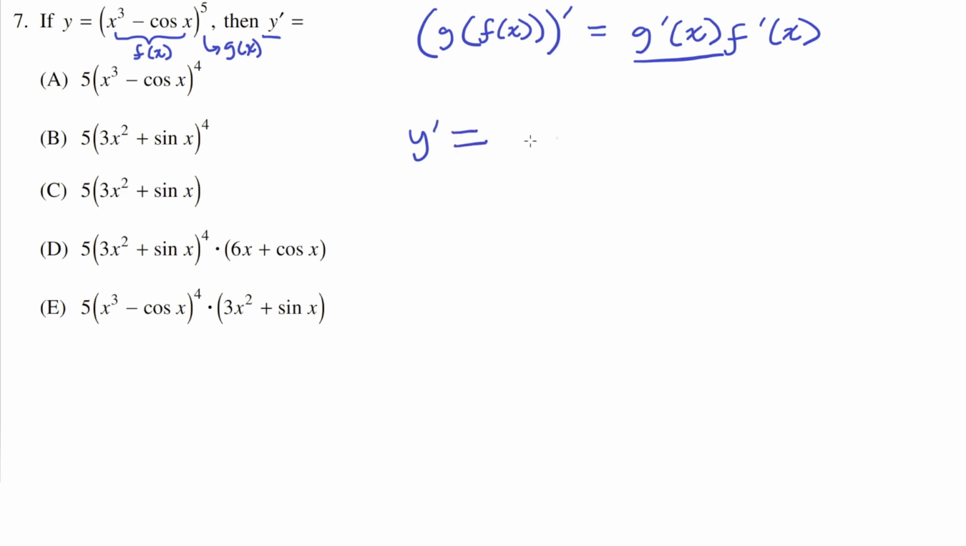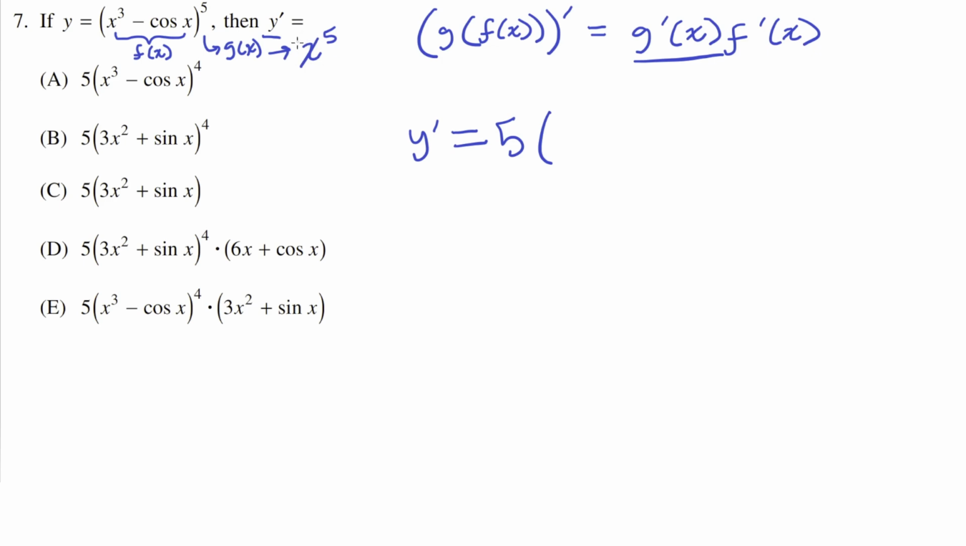So we have to find y prime. We need to take the derivative of g of x, which is the function we're applying to the inner function. So we're basically treating g of x as if it's something like x to the fifth power. And to take the derivative of that, we just multiply by the exponent 5, keep whatever's on the inside.